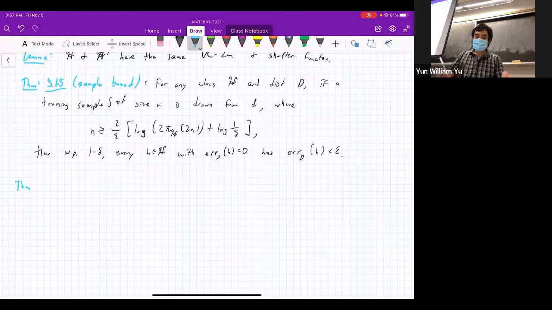And there are a couple other useful theorems. So this is going to be theorem 5.16, which is the growth function uniform convergence.